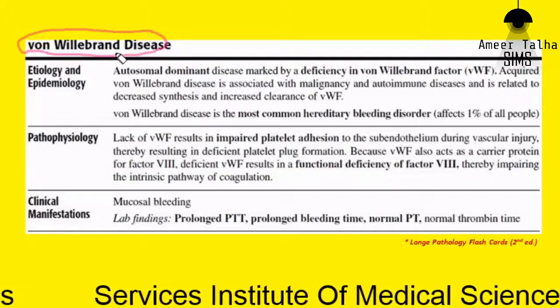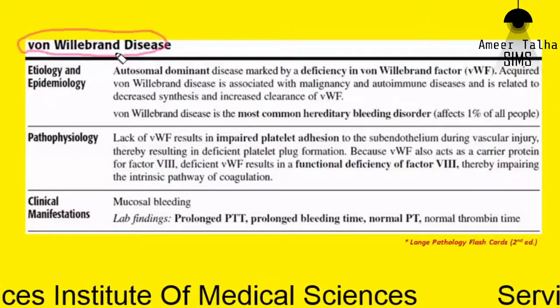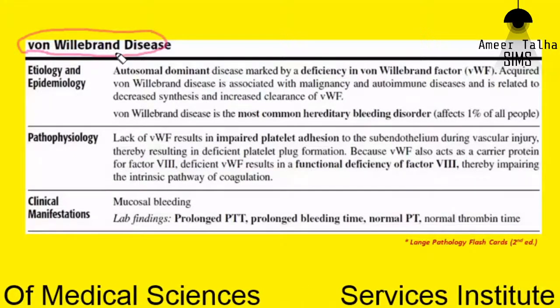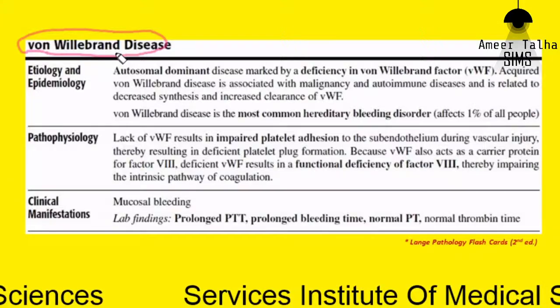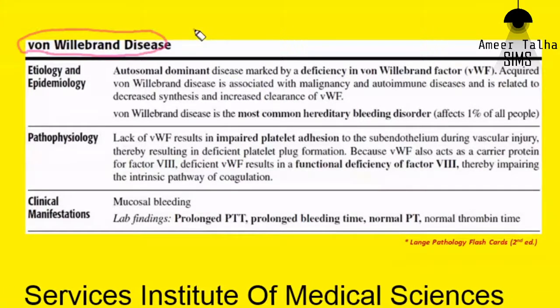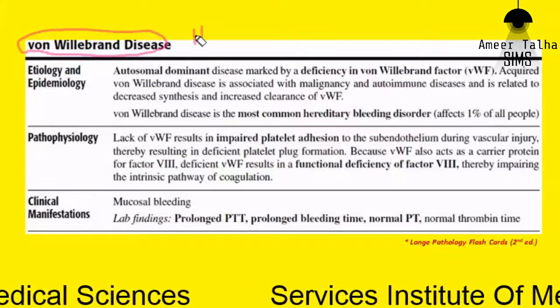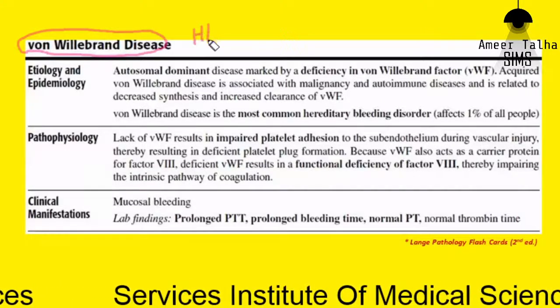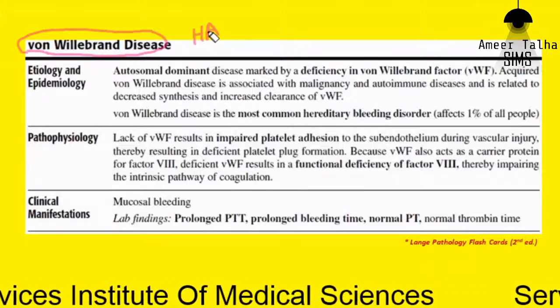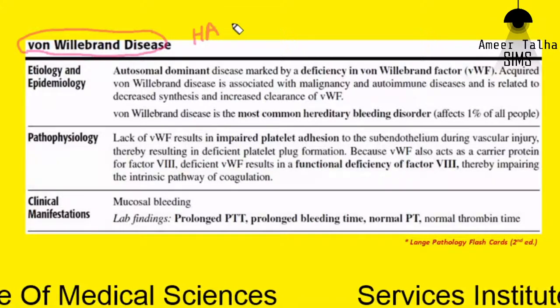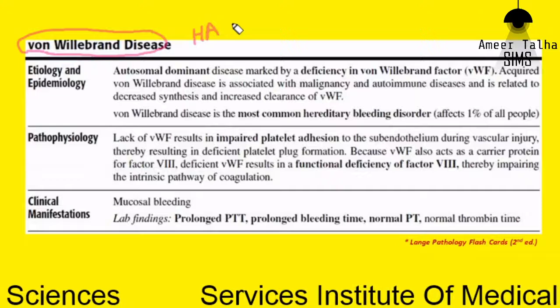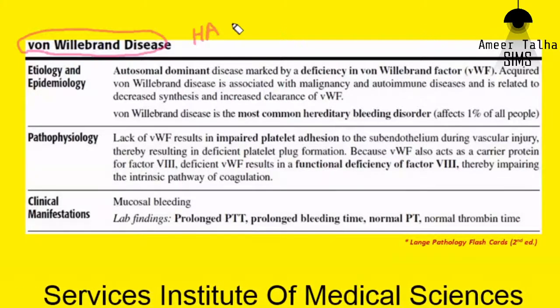So, how does this von Willebrand disease or VWD differ from hemophilia A? That is the question. In hemophilia A, we have discussed which clotting factor is missing. Yes, factor 8. And the same clotting factor is affected in VWD as well.